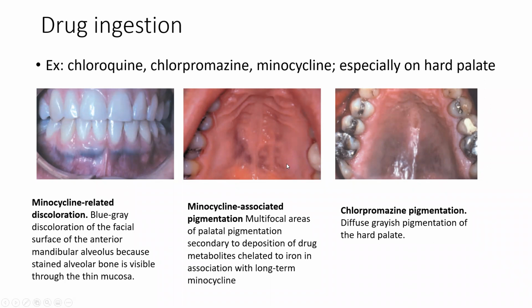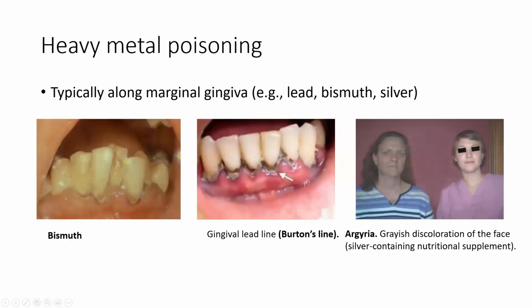Another example which is seen on the palate here is multifocal areas of palate pigmentation because of deposition of minocycline, as it is chelated to iron, and this will happen when the drug is taken on a long-term basis. Chlorpromazine also causes grayish diffuse pigmentation of the hard palate. You cannot make out the boundaries, but the borders are really diffuse and merging with the surrounding normal mucosa.